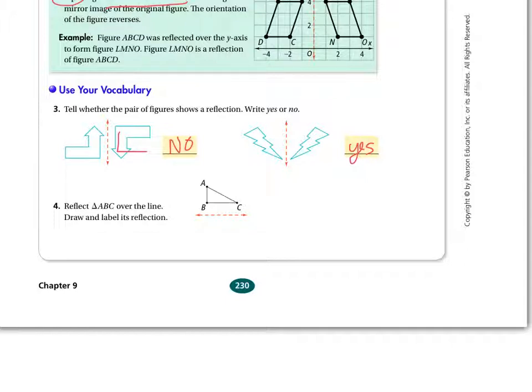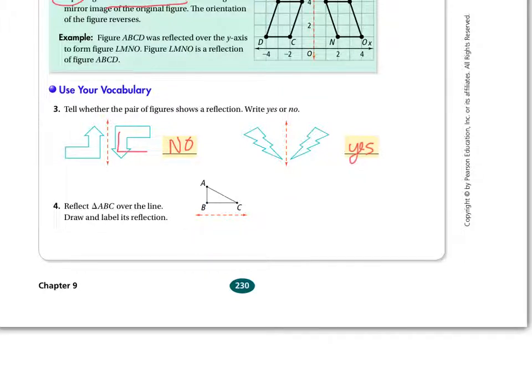So look at number 4. Here's your line of reflection right here. And if you can find vertices on something. I have troubles with curves personally, because it's really hard for me to find a vertex. If I have a vertex, then I can reflect it, because I want to make sure that A, its reflection point is the same distance away, and same with B.